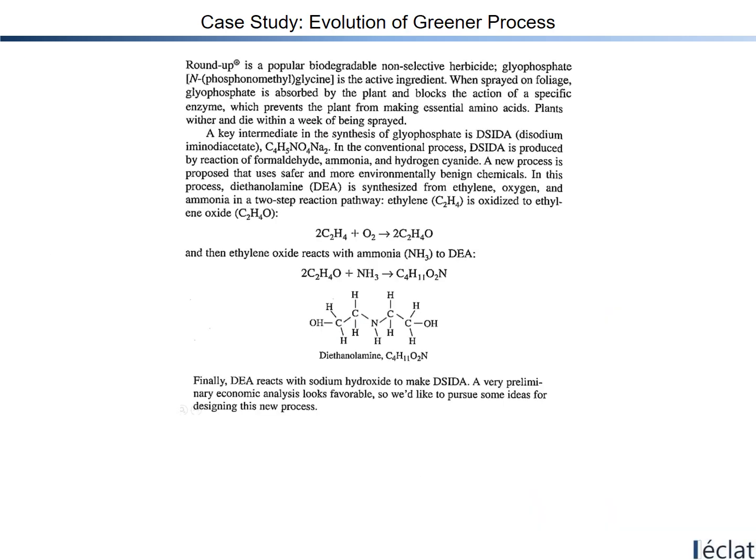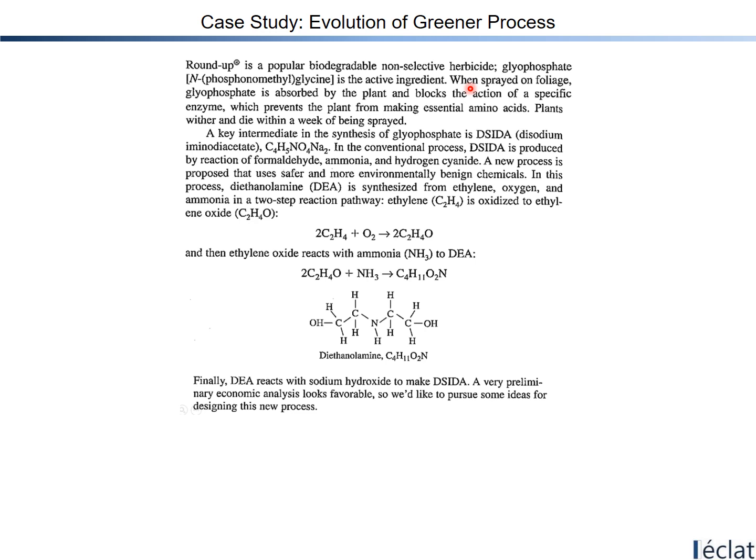You have covered all content of chapter 2 about process. Then let me finalize this chapter with a case study. The title of this case study is Evolution of Greener Process. Roundup is a popular biodegradable non-selective herbicide. Glyphosate is the active ingredient.